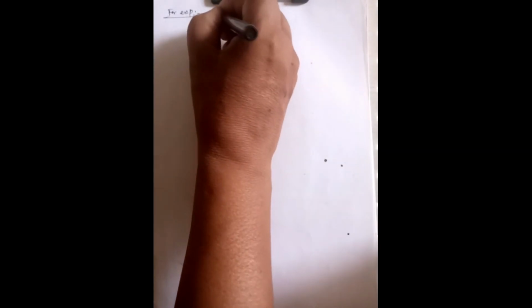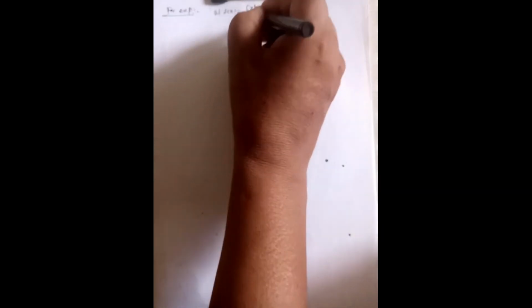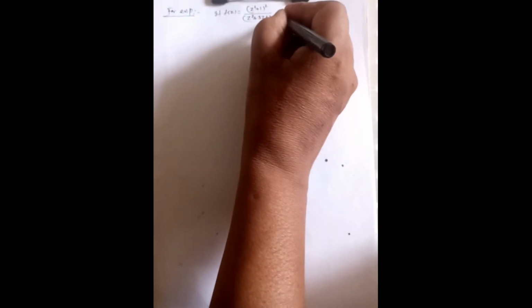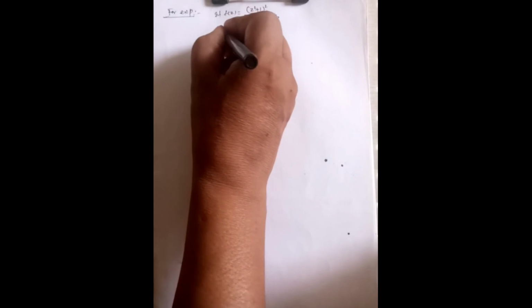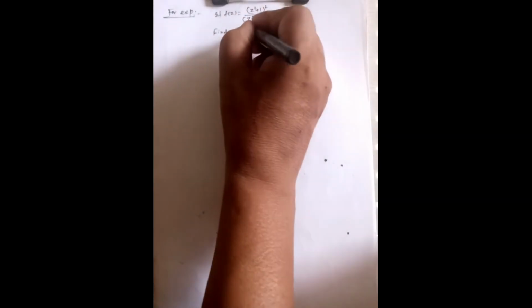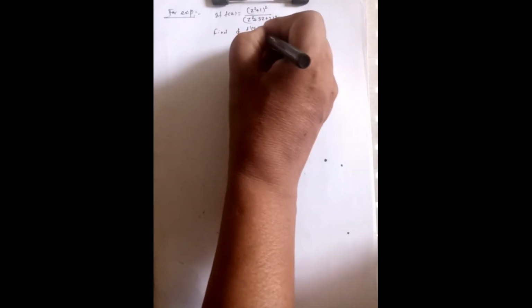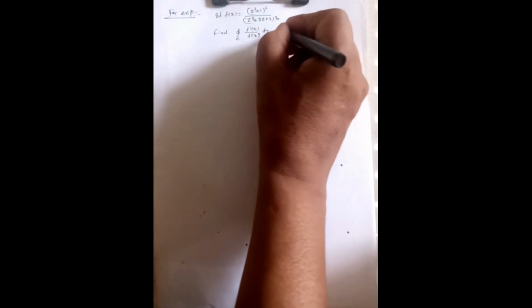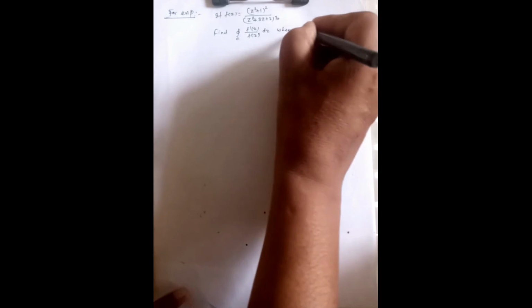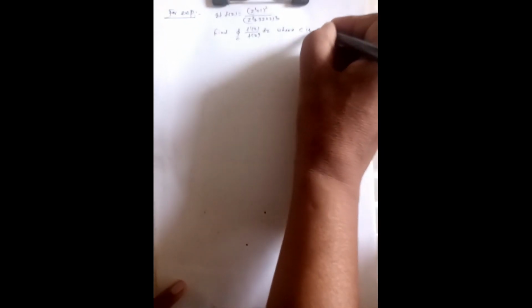For example, if f(z) equals (z squared plus 1) whole squared divided by (z squared plus 3z plus 2) whole cubed, find the integral over C of f dash z upon f z dz, where C is the circle mod of z equal to 3.